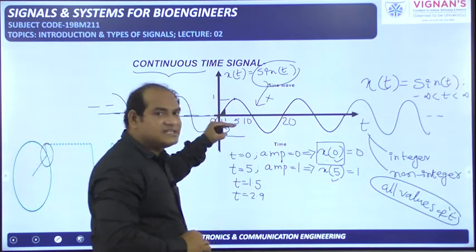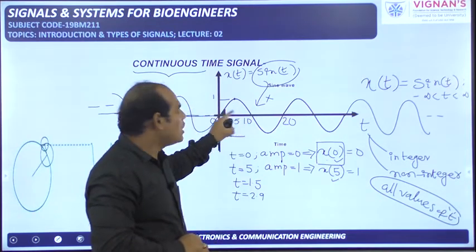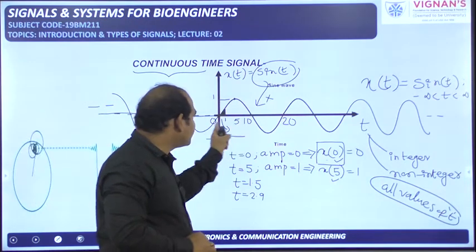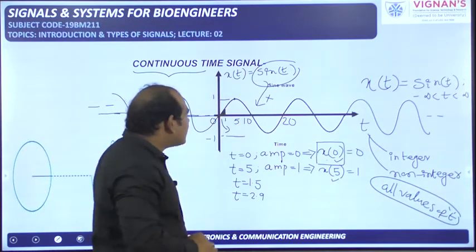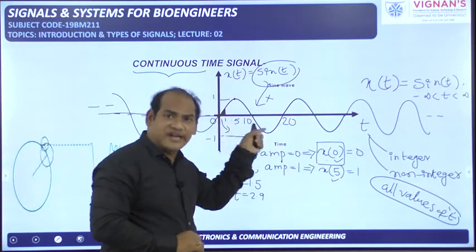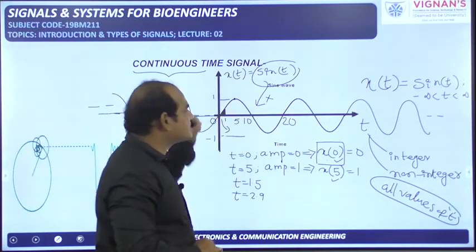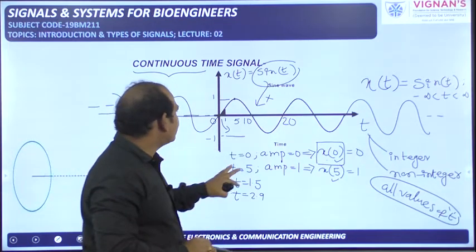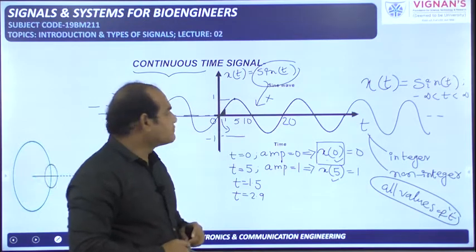So this particular signal has its amplitude defined for integer values 0 and 1 and for non-integer values in between 0 and 1 also. So for all the integer values, for all the non-integer values, the amplitude is defined. That's why it is called a continuous time signal. That is the definition of the continuous time signal. Okay, and we have to give the mathematical equation for this one.